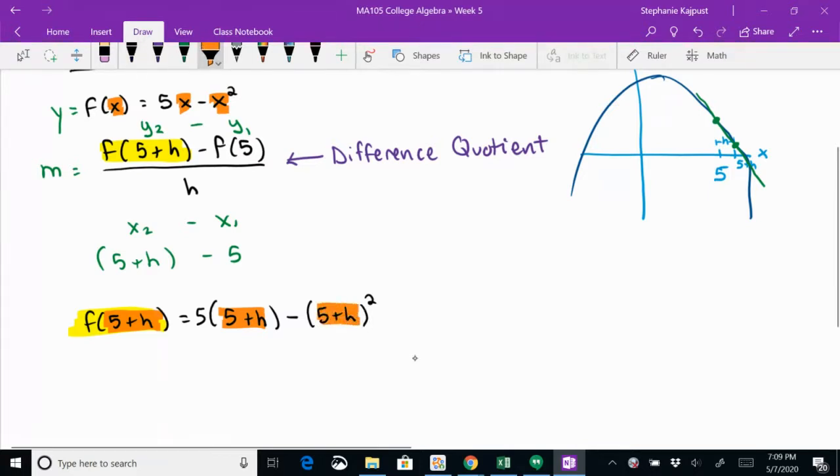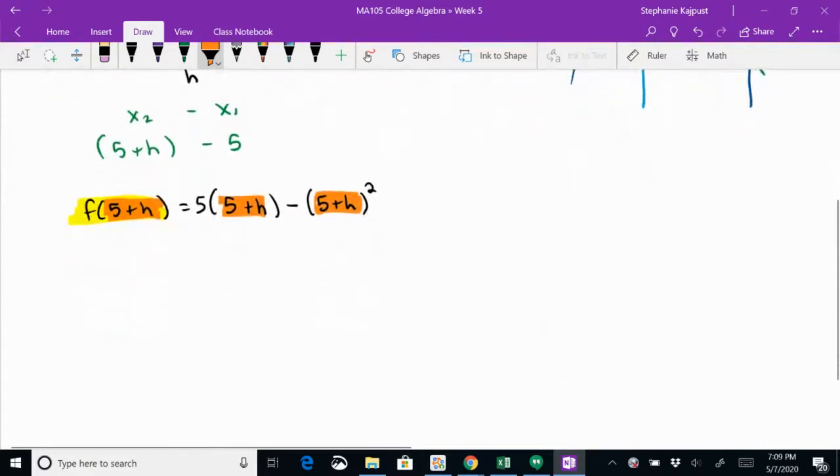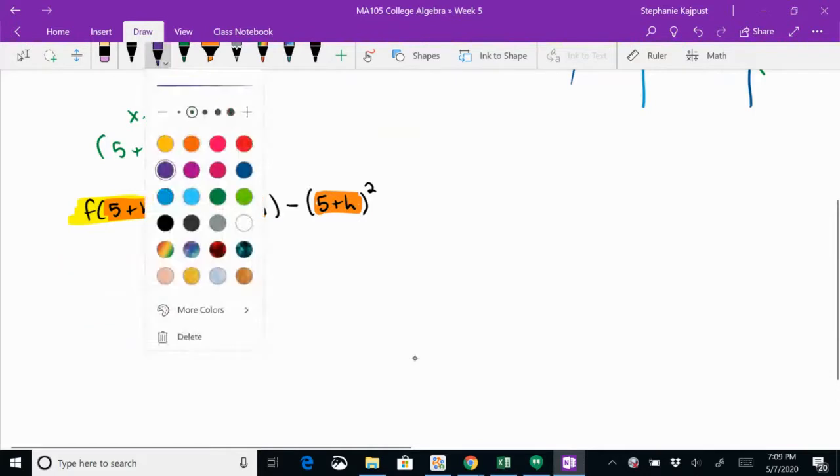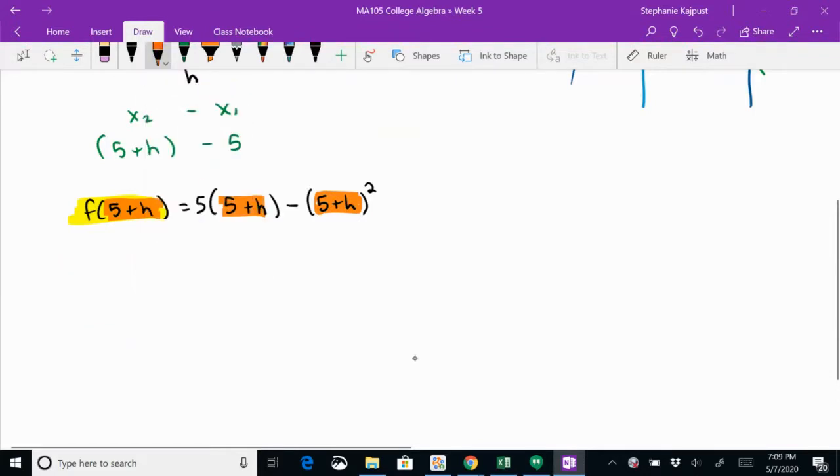The reason why we use function notation is so that you can indicate that we're just going to replace x with 5 plus h in this case. So now we want to follow the order of operations to simplify the right side. First, I can use orange. I want to distribute my 5 through the first set of parentheses. So first I have 5 times 5, which is 25. And then 5 times h gives me 5h.